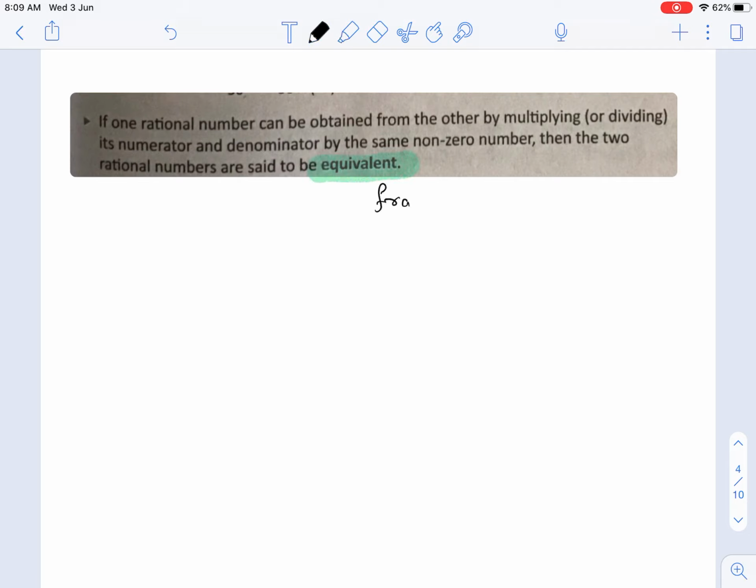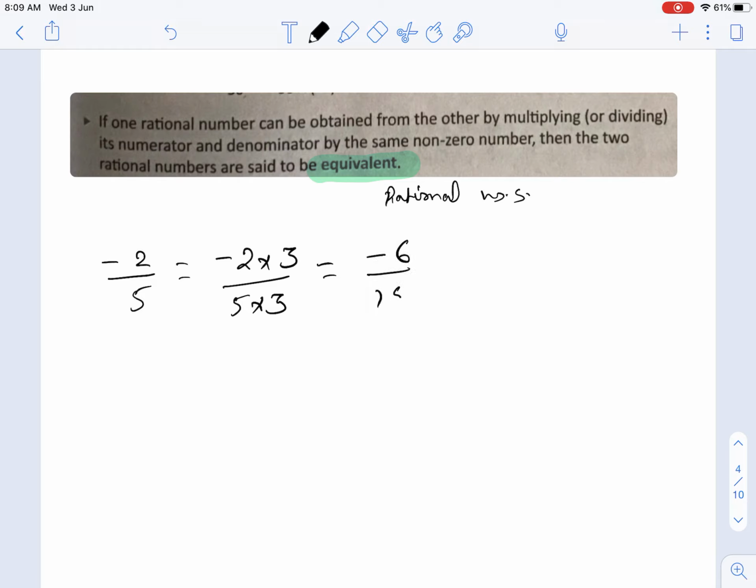Equivalent rational numbers, not fractions, equivalent rational numbers. Now when can two numbers be said to be in equivalent form? For example, we have a number minus 2 upon 5. By multiplying each of the numerator and denominator by the same number, let us multiply minus 2 into 3 and 5 into 3. So now numerator and denominator are multiplied by the same number, and our answer is minus 6 upon 15.